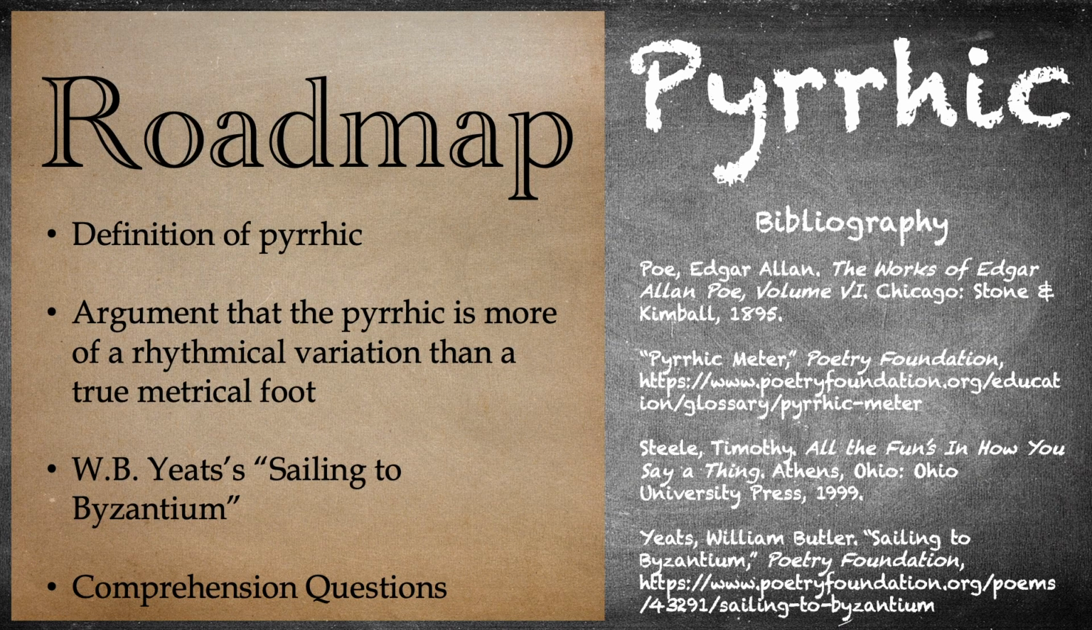The first thing we'll do in this video lesson is define the term Pyrrhic. After that, we'll make the argument that, like the spondee, this foot should really be considered a rhythmical variation rather than an independent metrical foot. Then we'll look at some examples of the Pyrrhic foot, or will we, in the poem Sailing to Byzantium by W.B. Yeats. As always, we'll conclude with some comprehension questions.